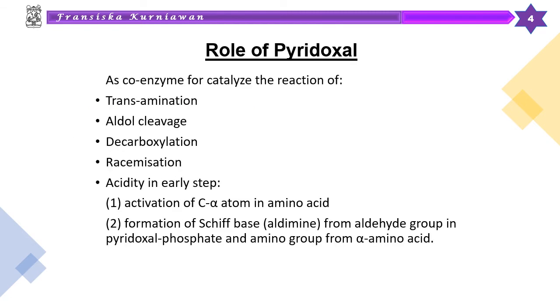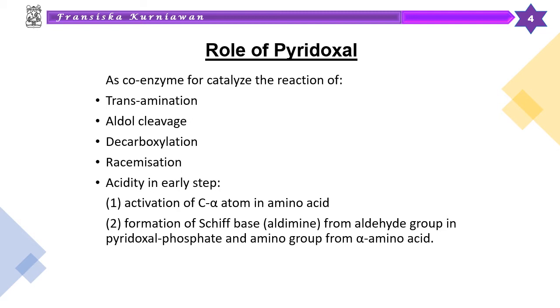So after we identify the reactivity sites in the structure of the pyridoxine or pyridoxal, we can see what the function of the pyridoxal is, or what its role in our body is. Because pyridoxal has many reactive sites, it can act as a coenzyme for the catalysis of reactions such as transamination, aldol cleavage, decarboxylation, and also racemization.